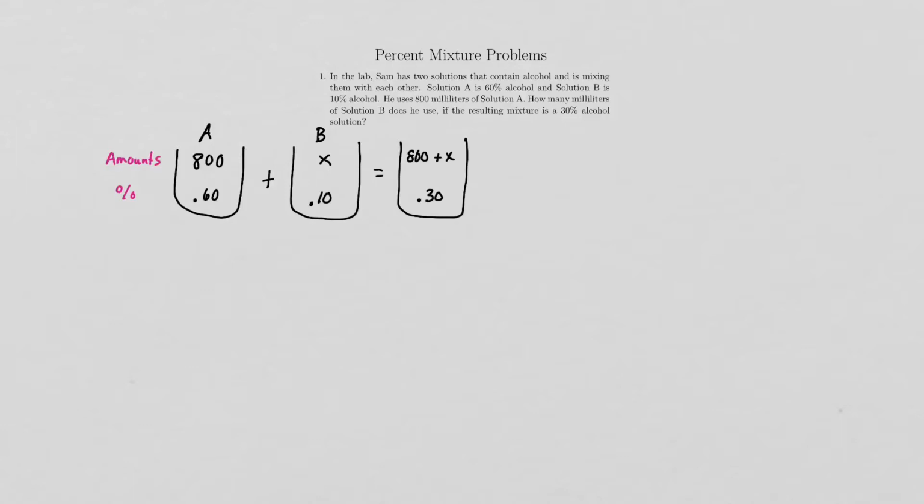And so what I want to look at is finding the concentration equation here. Since I only have one variable, I just need to worry about finding the concentration equation. And the way that we find the concentration is by taking the percentage times the amount. So basically I'm going to multiply everything together in these buckets. The first bucket, we're going to have 800 times 0.60. The second bucket's going to give me 0.10x. And the third bucket's going to give me 0.30 times that whole quantity, 800 plus x.